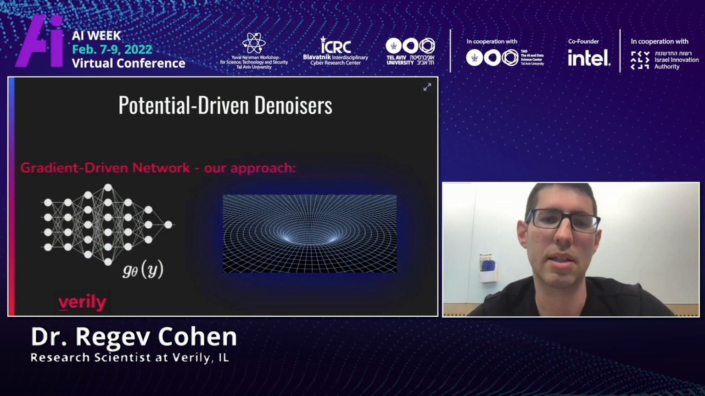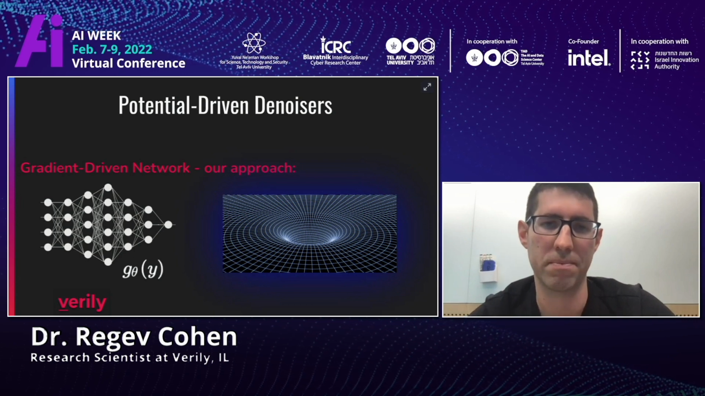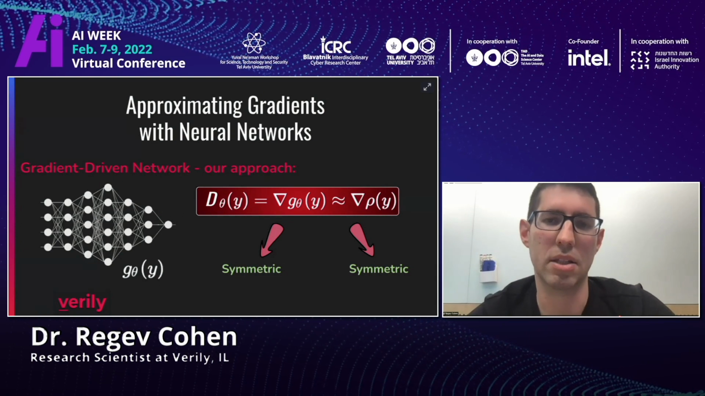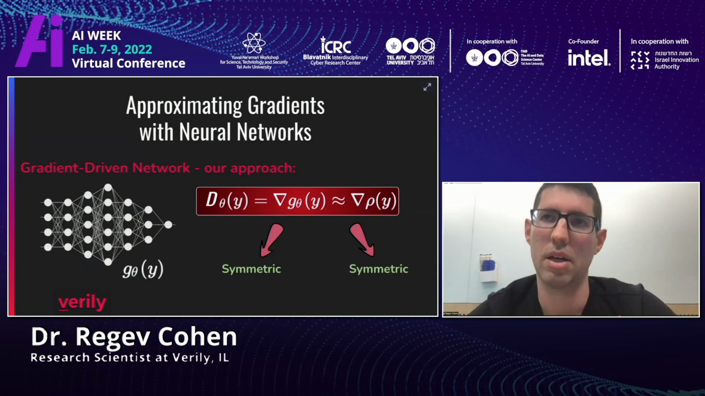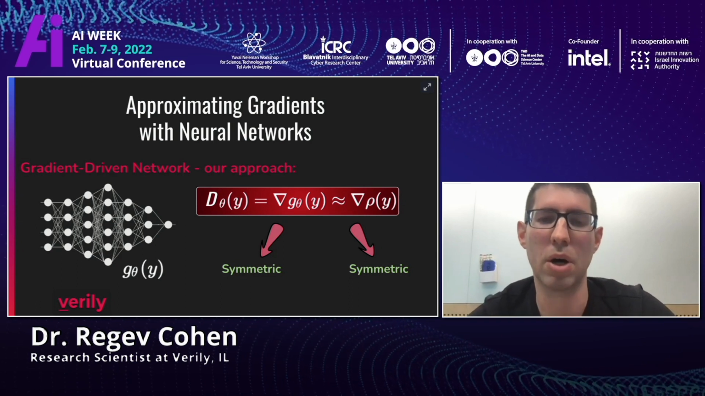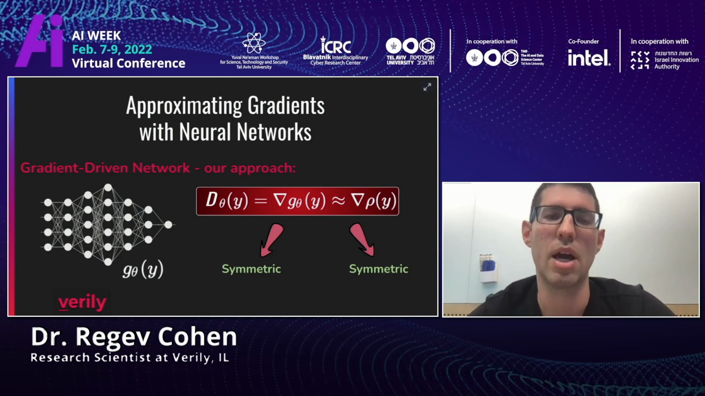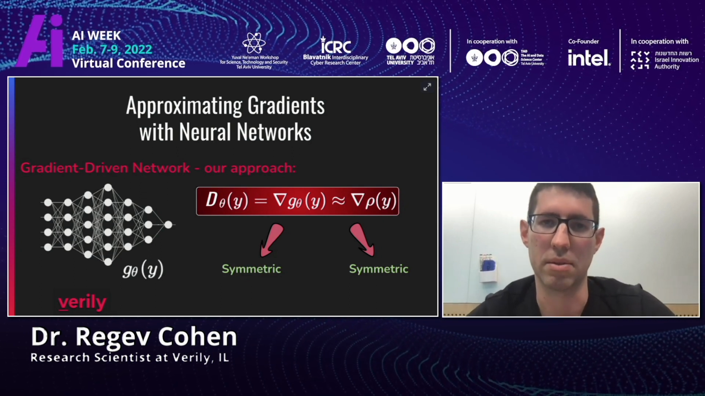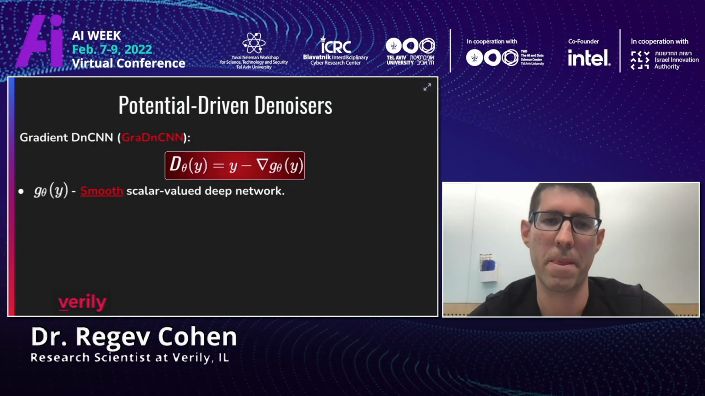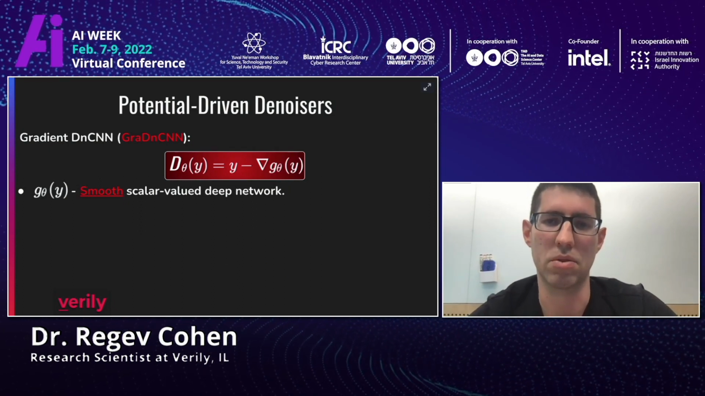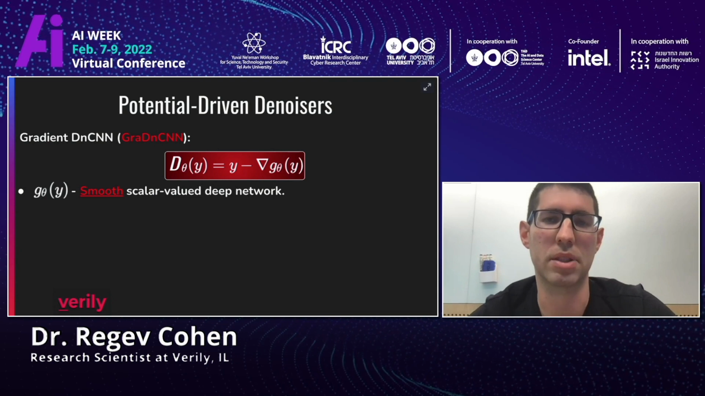To that end, we design a network G that acts as our potential function. Then, we define our denoiser as the gradient of this network. Now, if you see the equation, you can see that the functions on both sides are symmetric, and we have much better chances to obtain an equality. This leads to our denoiser, gradient CNN, whose residual is the gradient of a potential network.